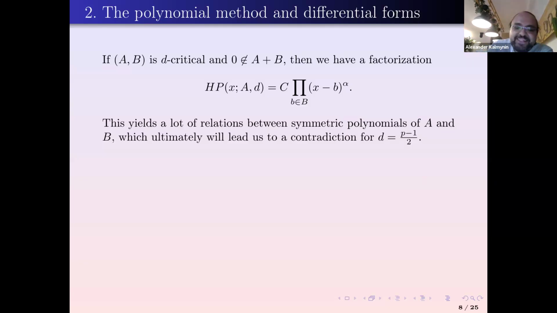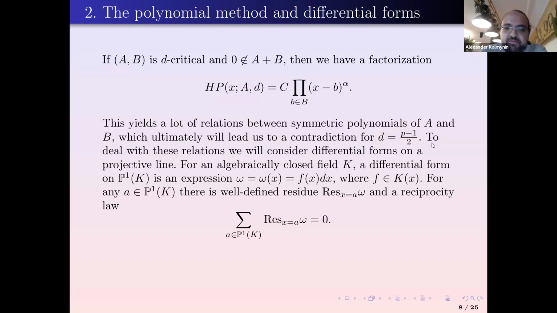Nice. Okay, so if you now consider both these polynomials, of course, the coefficients of this polynomial are represented as symmetric polynomials of B. And it turns out that the coefficients of this polynomial are also symmetric polynomials, but now of A. So this identity gives us a lot of relations between symmetric polynomials of A and B. And ultimately, this set of relations will lead us to a contradiction for our D equals (p minus 1) over 2. Okay, so to deal with this relation, we are going to consider differential forms on the projective line.